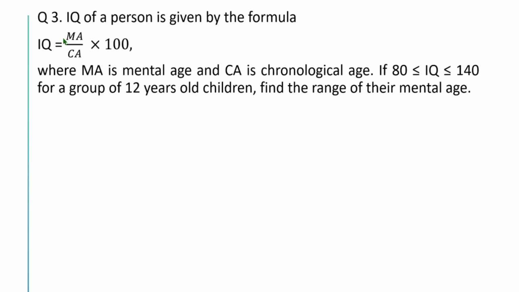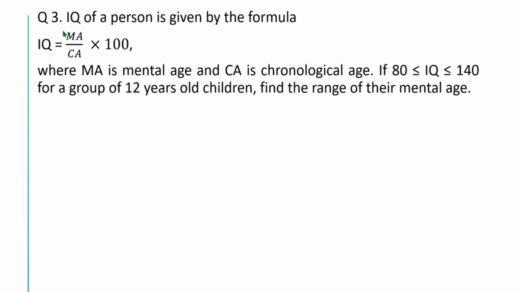Next question. IQ of a person is given by the formula IQ is equal to MA by CA into 100, where MA is mental age and CA is chronological age. If 80 less than or equal to IQ less than or equal to 140 for a group of 12 years old children, find the range of their mental age.